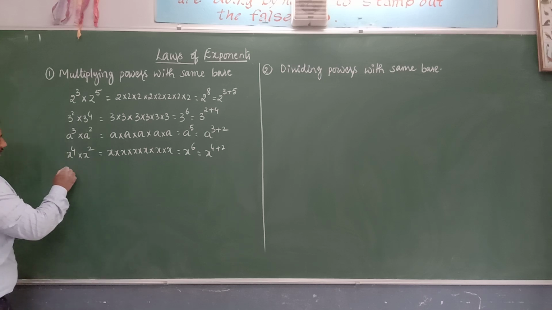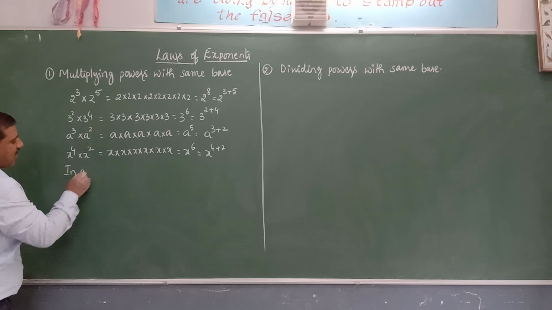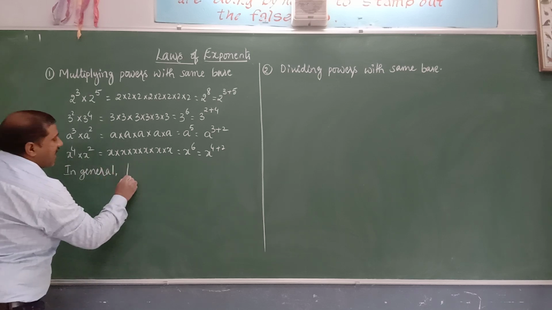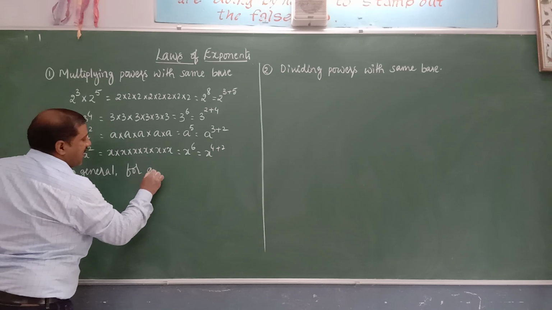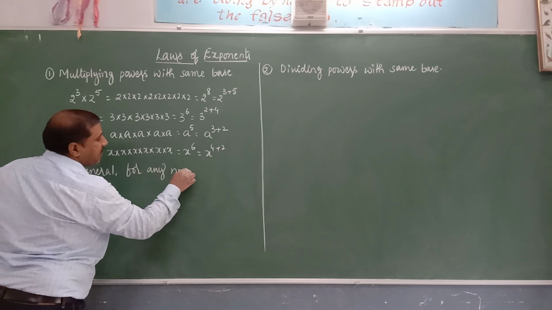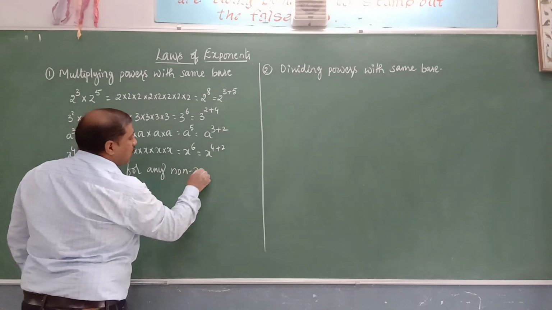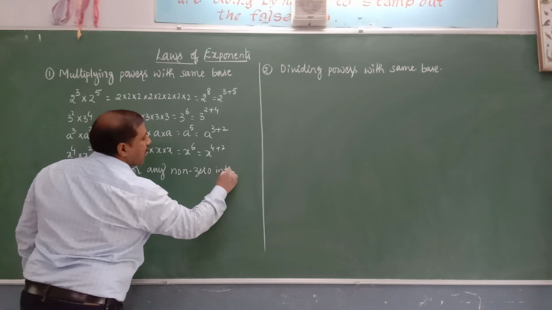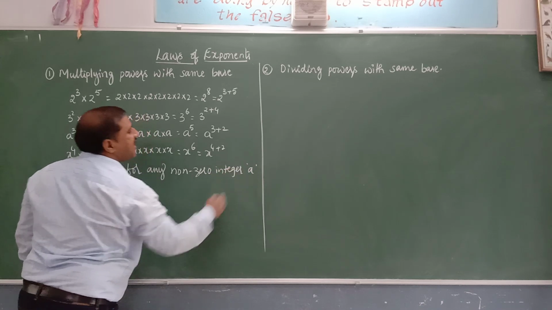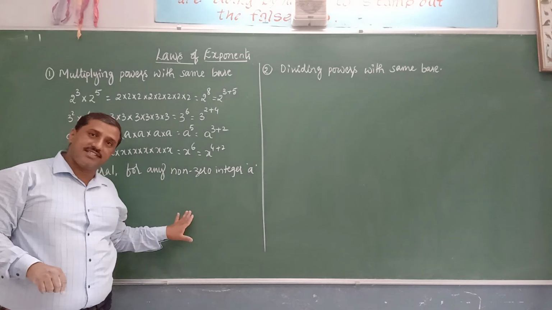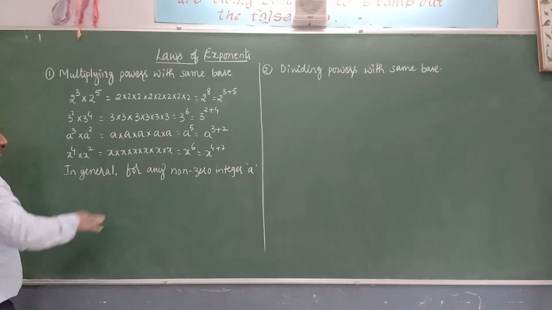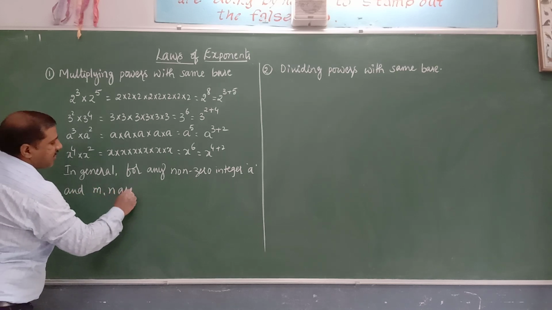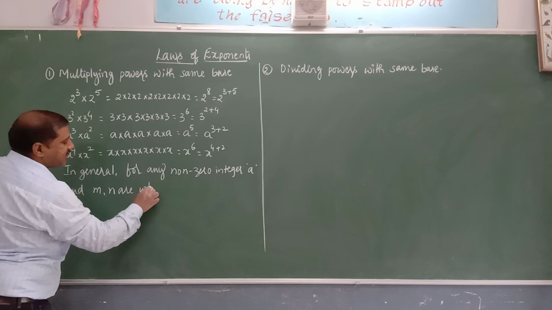So in general, what we can conclude, for any non-zero integer. Non-zero means the number is not 0. Non-zero integer a. A is an integer, but it should not be 0 for a, and m, n are whole numbers.